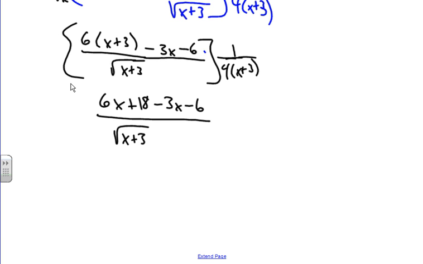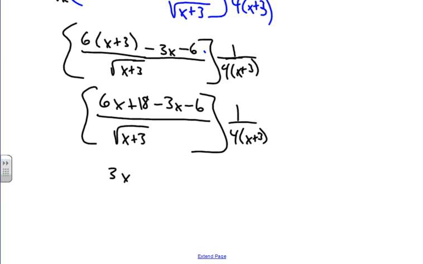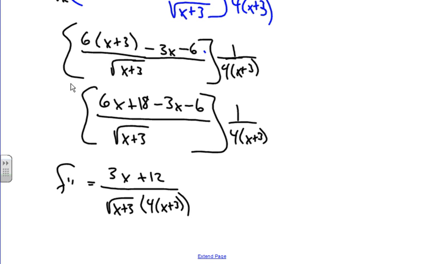All right, so we have this 1 over 4 times x plus 3. Okay. Simplifying this a little bit, and what do we have? We have 3x. This right here is going to give us plus 12. And we have the square root of x plus 3. And that's going to be multiplied by the quantity 4 times x plus 3. All right. So that is f double prime.